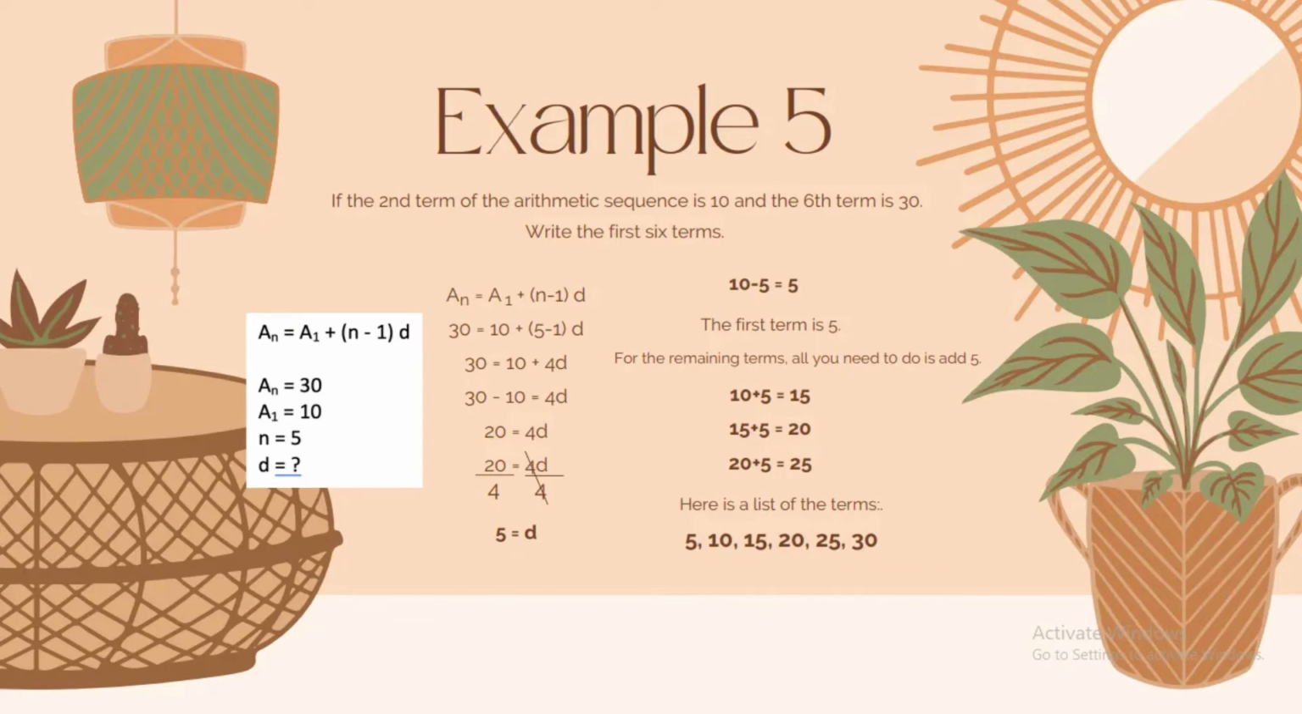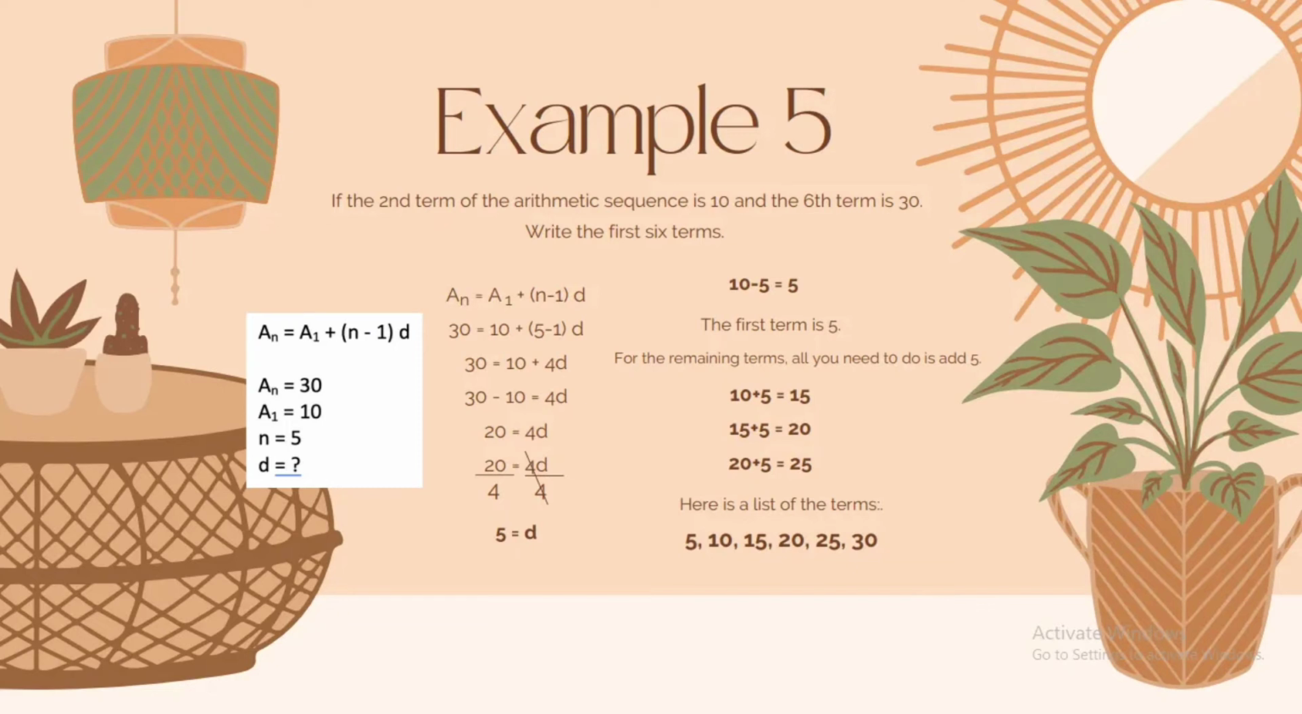And the next thing we're going to do is to divide both terms by 4. So we have 20 divided by 4 is equal to 4d divided by 4. And we have the answer of d is equal to 5. So in this case, we're going to find the first term because we only have our second term. In order to find it, we're going to subtract 5 from our second term, which is 10, and we're going to have 5 as our first term.